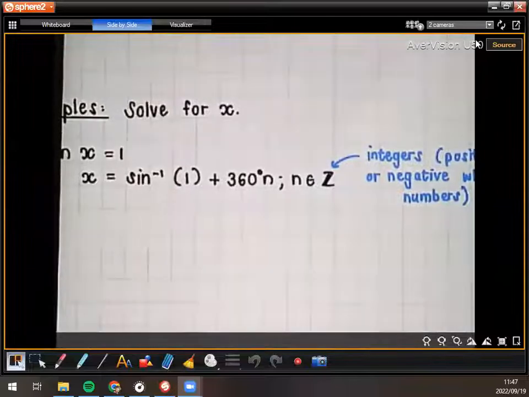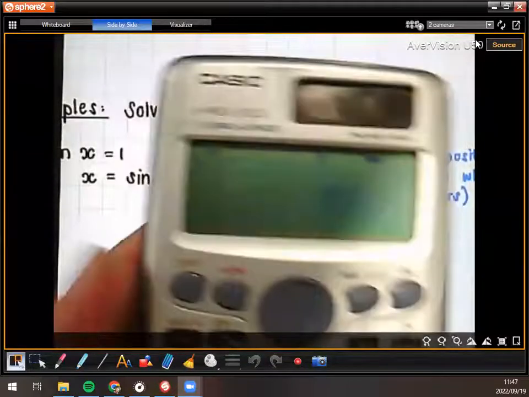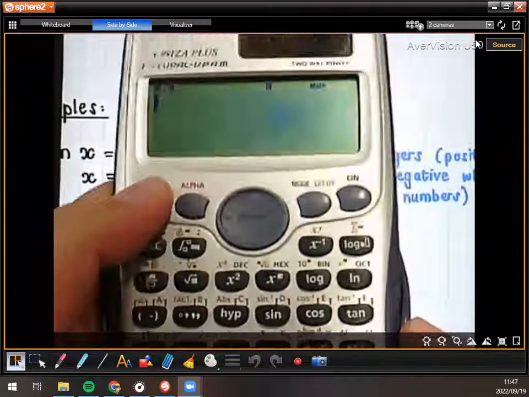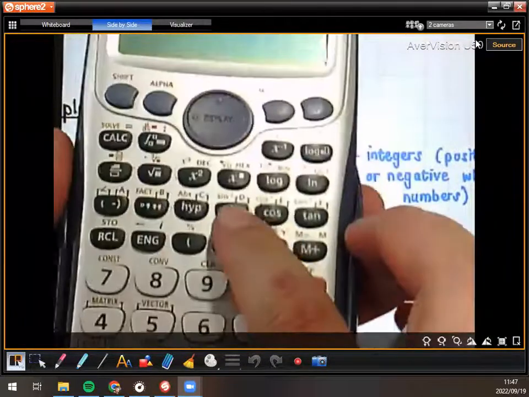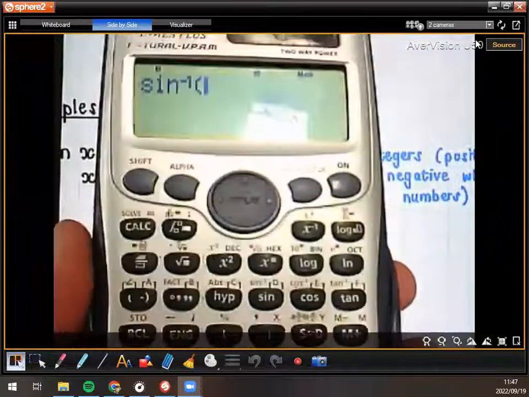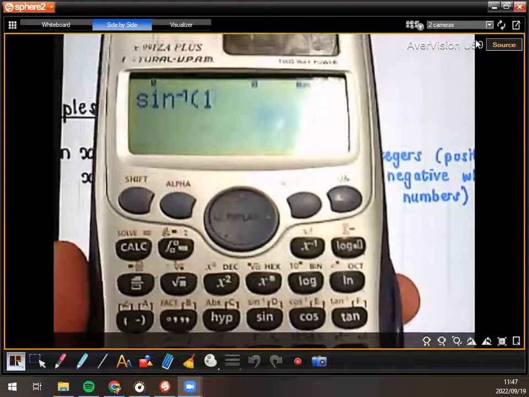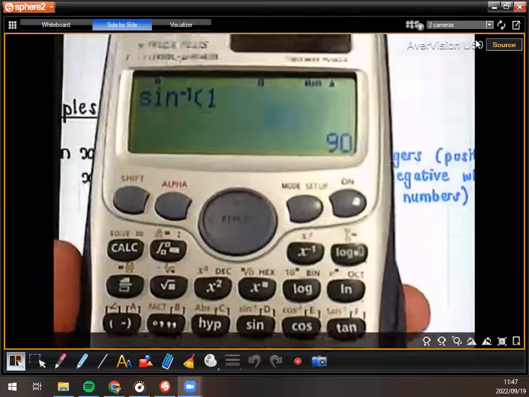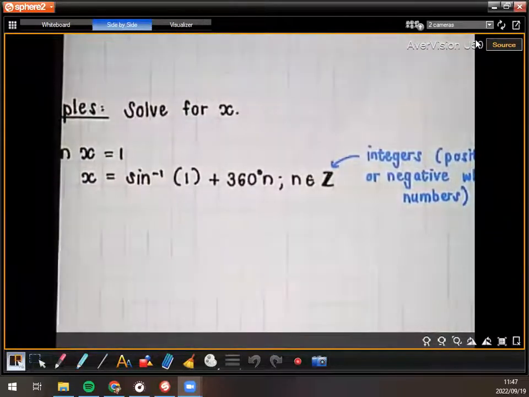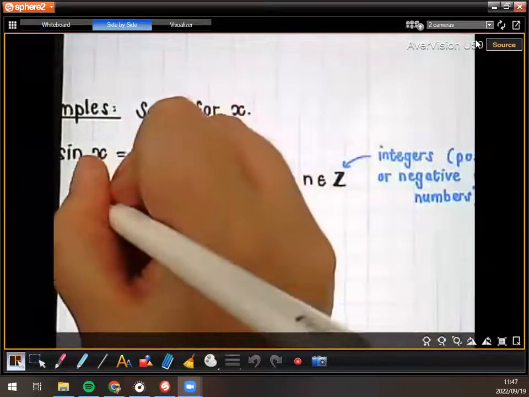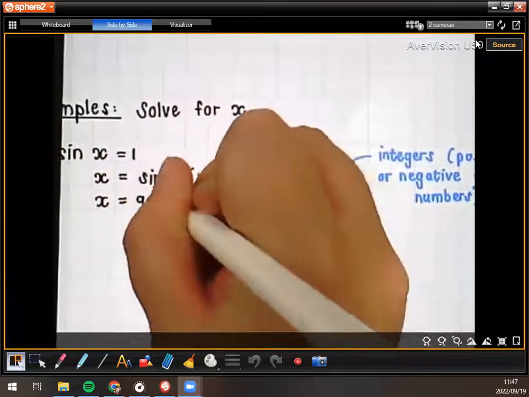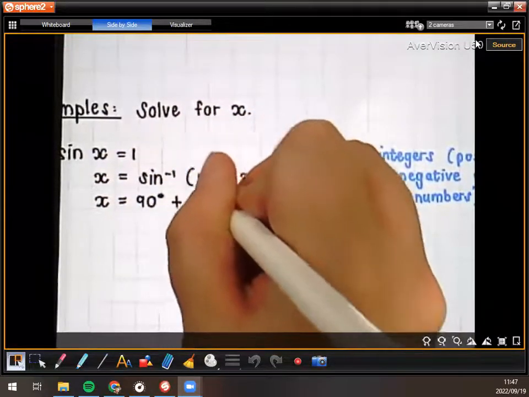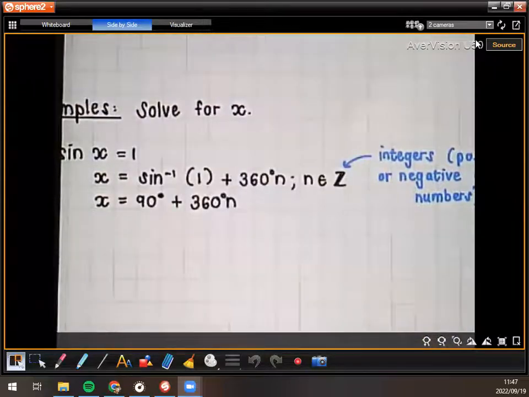Now, if you type in shift sine, we can already see what it is from the graph, but just in case it's something different, you press the shift button, then the sine button, and then it opens that bracket for you, and you just press 1 equals, and it gives you 90. Okay, so shift sine of 1 is 90. So actually here we have that x is 90 degrees plus 360 degrees times n.